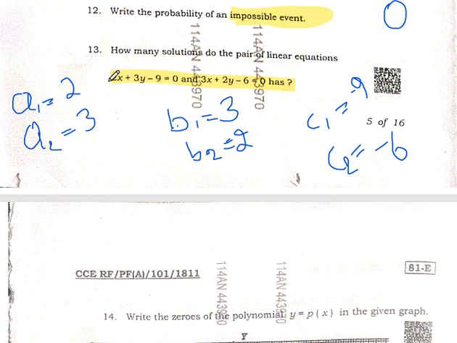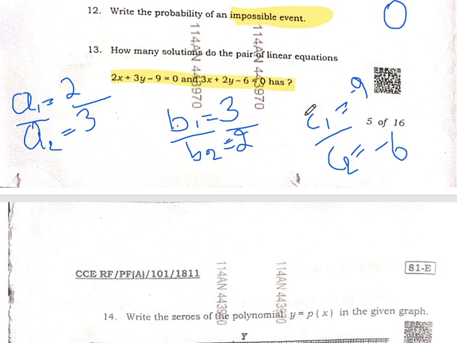Here A1 is the coefficient of x, that is 2, and A2 is the coefficient of x in the second equation, that is 3. B1 is 3 and B2 is 2, and C1 is minus 9 and C2 is minus 6. So how to find A1 by A2? A1 by A2 means 2 by 3. And B1 by B2 you have to find, that is 3 by 2, and C1 by C2.